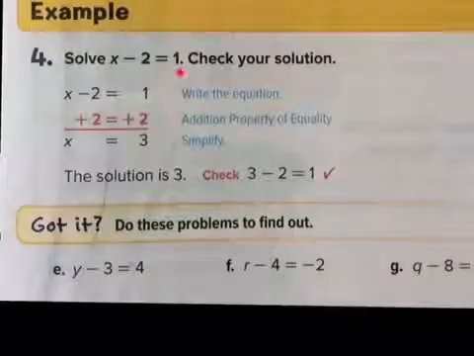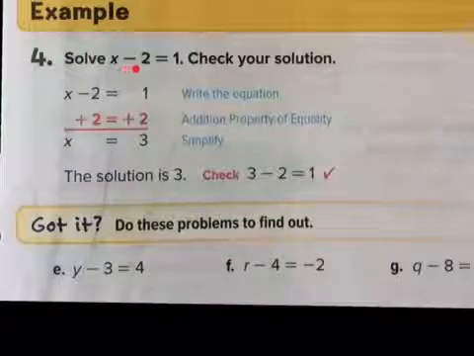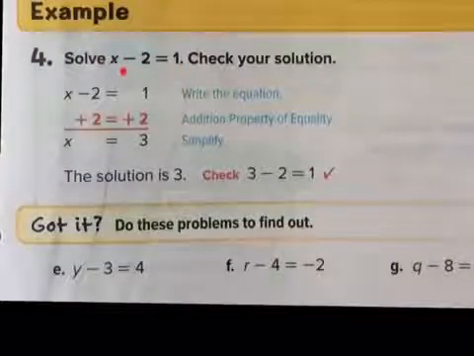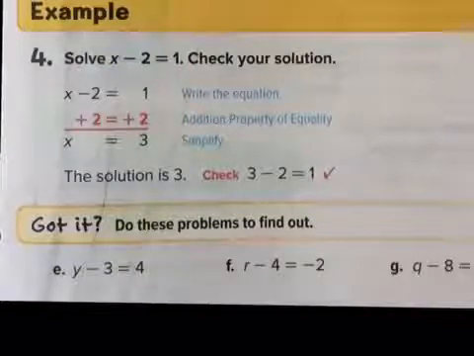So we have x minus 2 is going to give us 1. What is x? What number can we subtract? I know that if I have a 3 here and I subtract 2, it's going to give me a 1. You can see that by looking at it. But what is the process that we need to follow?